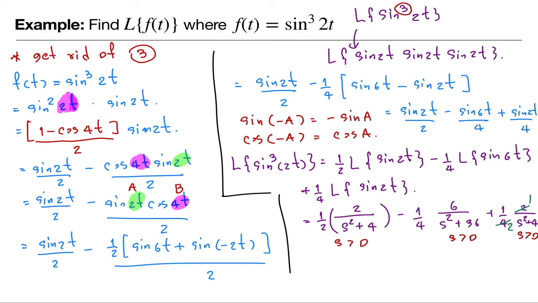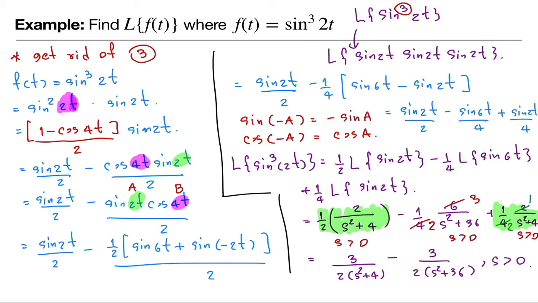So we have 3 divided by 2 times s squared plus 4. Okay, this guy is from this and this. Okay, 2 of them together. Okay, and the rest would be minus, okay, here it becomes 3 divided by 2. So we have 3 divided by 2 times s squared plus 36 when s is bigger than 0. And that's it.